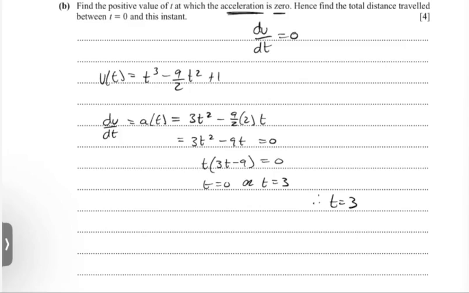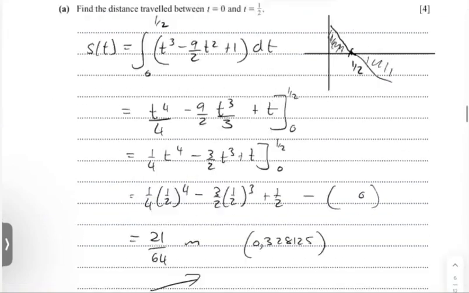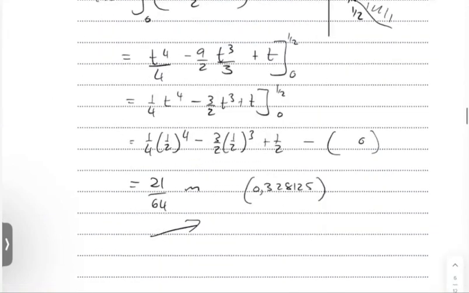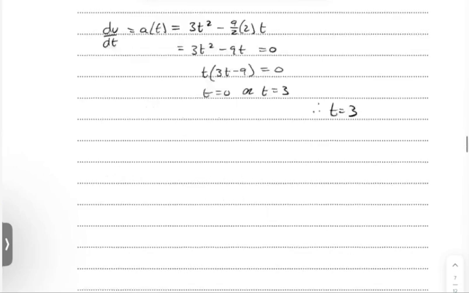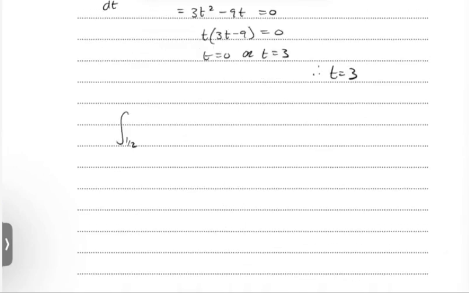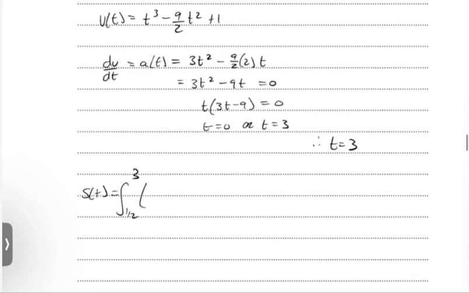Now find the total distance traveled between 0 and this instant. Our first part of motion we've already got between 0 and a half. So now we're going to go between a half and 3, and that we expect to get a negative answer because it's below the axis.